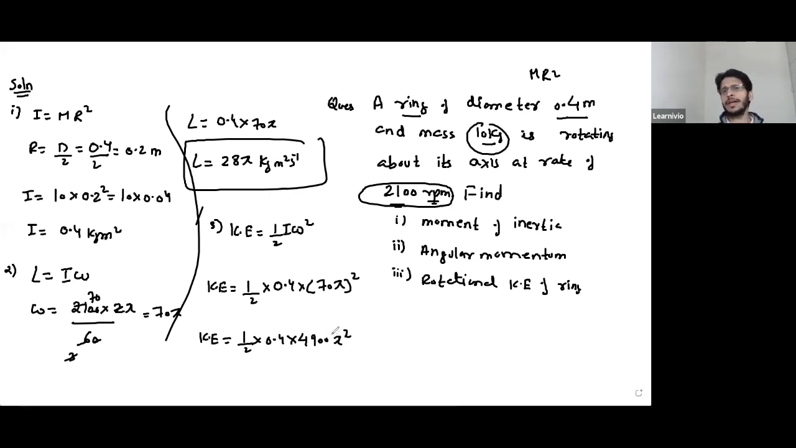See, pi square is 9.8. I'm rounding it off to 10. So it's half into 0.4 into 4900. It's almost 10. So it's 0.2. So this is the kinetic energy.